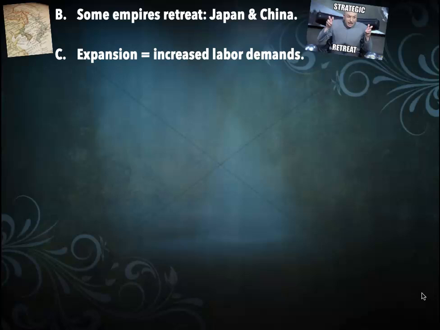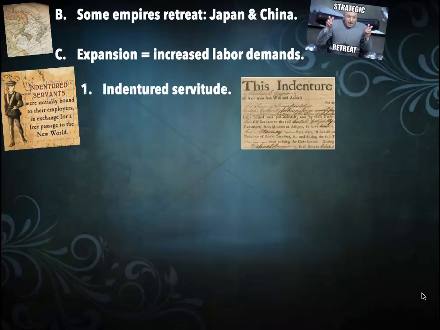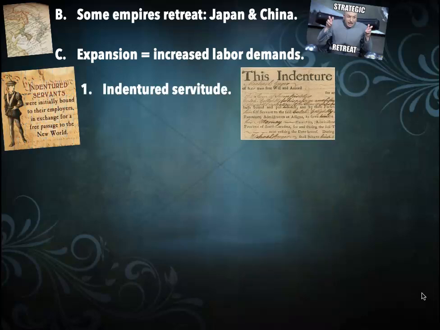Okay, and that supply of labor is going to come in two main ways that we'll hit here. The first one, indentured servitude. Some of you who had some American history back in middle school remember your early colonial days. You might remember being taught about indentured servitude because it was used pretty extensively in the 13 colonies, but it's also used in some of the other colonies.